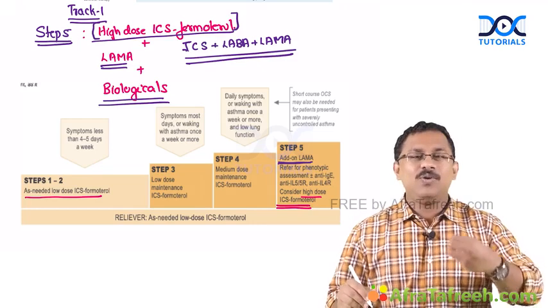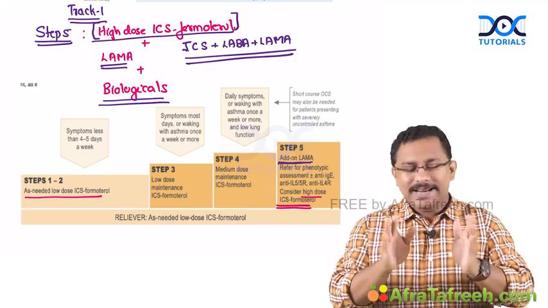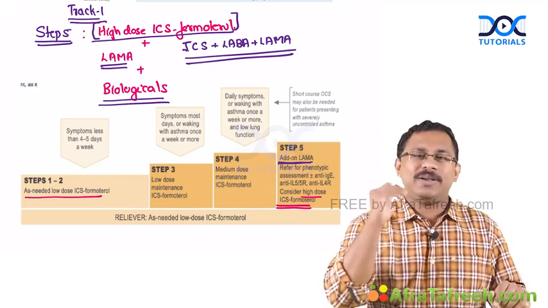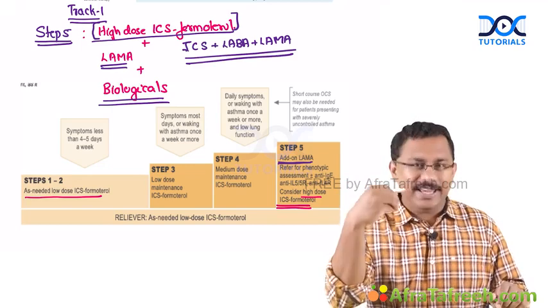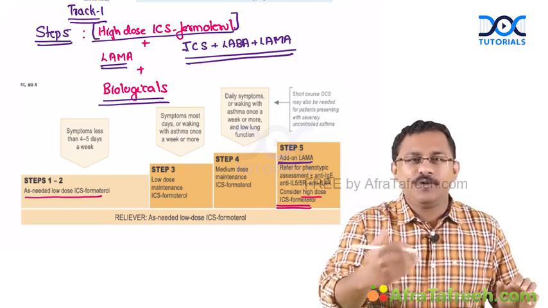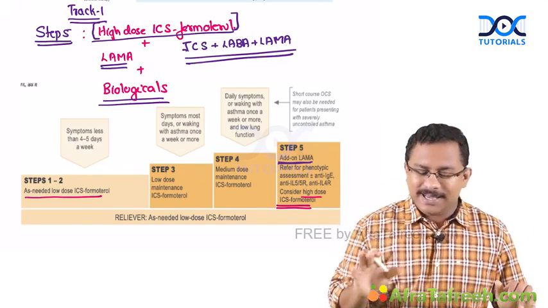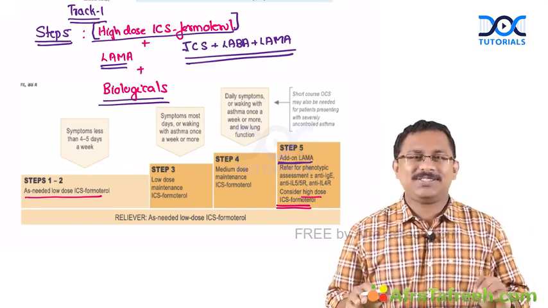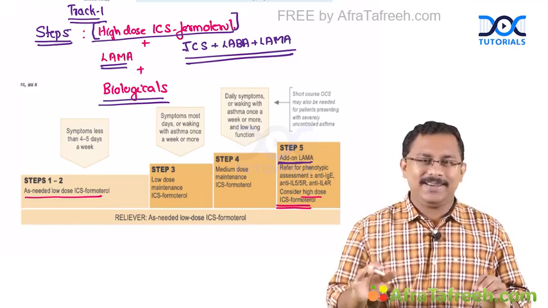But often, you will go for the LAMA as the next step, in addition to the high dose ICS formoterol, because there are cost problems. These biologicals are very costly as of now. So because of the cost issues, you will go for the add-on LAMA. Now this is how you will manage patients with bronchial asthma in a stepwise category.